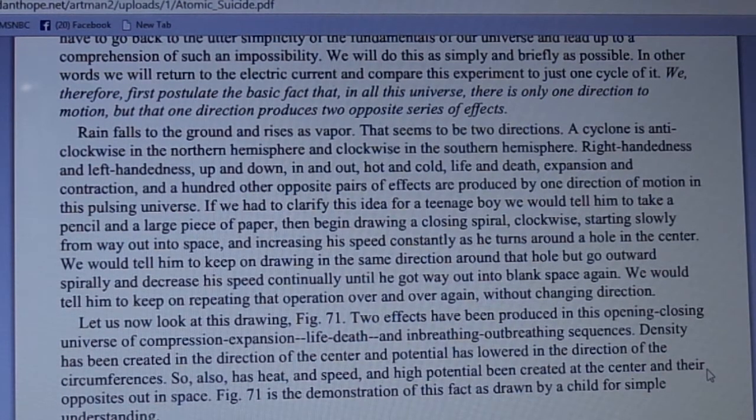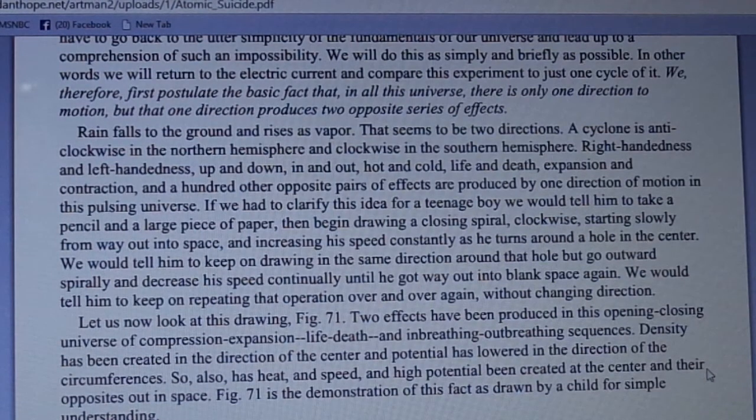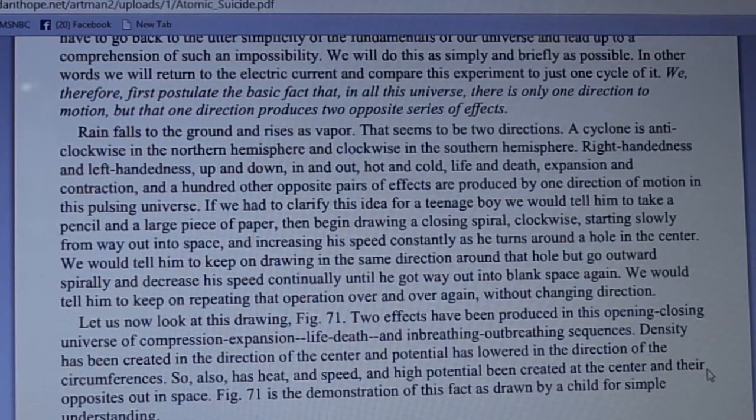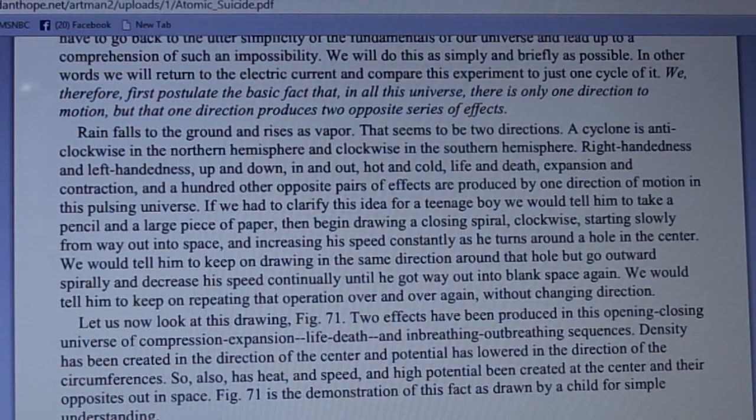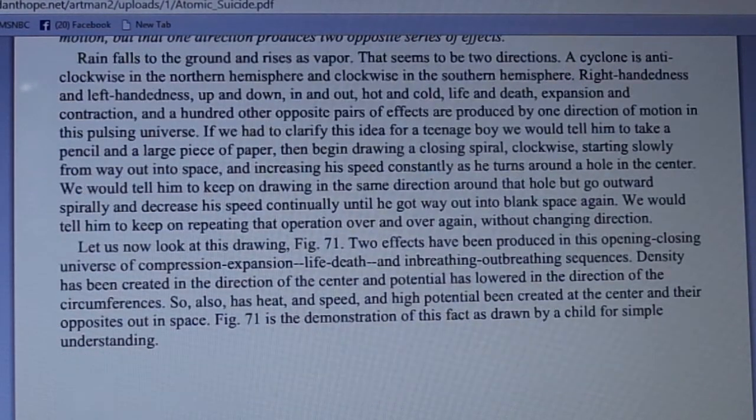Let us now look at this drawing. Two effects have been produced in this opening and closing universe of compression, expansion, life-death, and inbreathing, outbreathing sequences. Density has been created in the direction of the center, and potential has lowered in the direction of the circumferences. So also has heat and speed and high potential been created at the center and their opposites out in space. Figure 71 is a demonstration of this fact as drawn by a child for simple understanding.